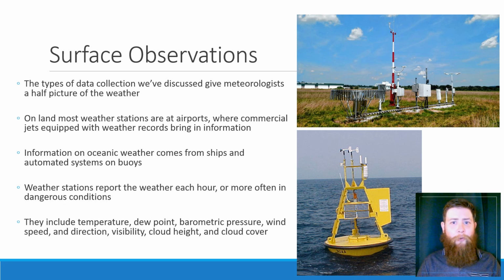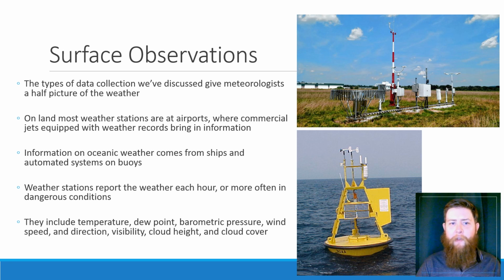The next kind of tool we use is just surface observations. This is just what's happening at weather stations right there at that moment. We have a lot of these surface weather stations at airports. Commercial jets have a lot of weather equipment on them. We put them on buoys. We have them on ships. These weather stations can be just about anywhere.